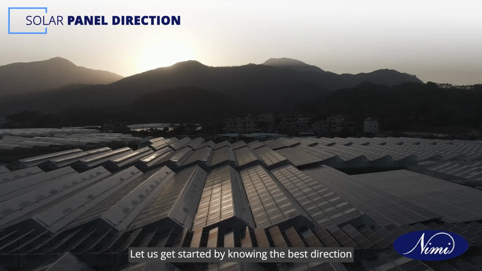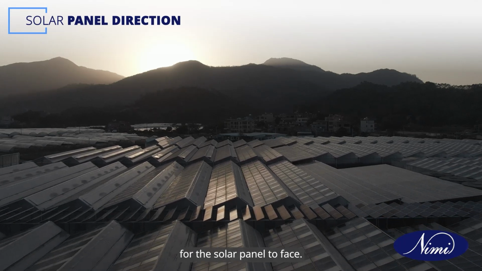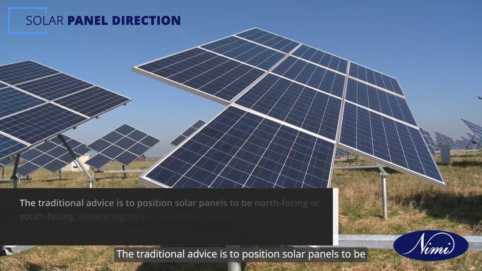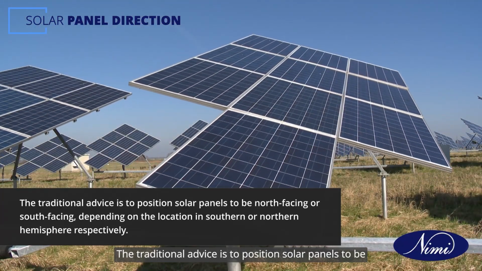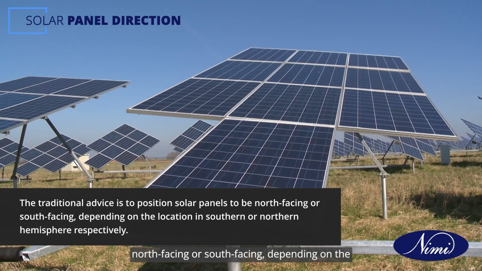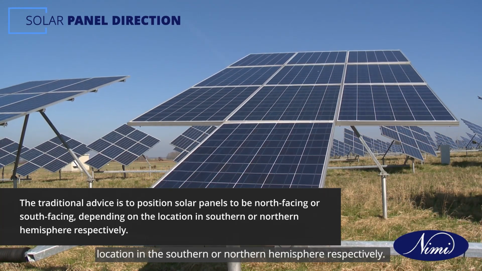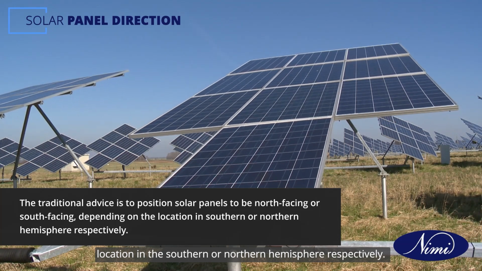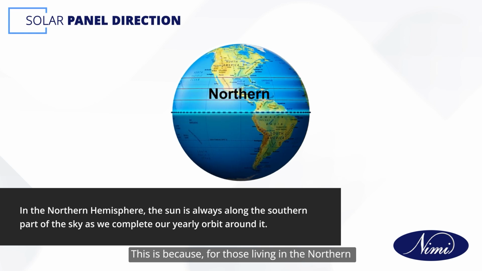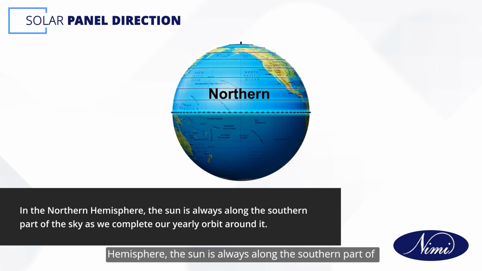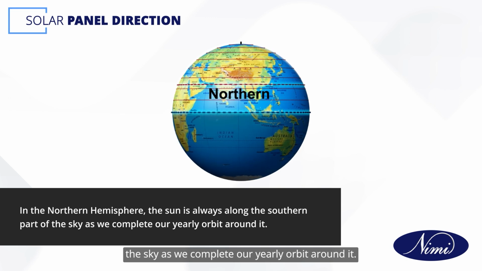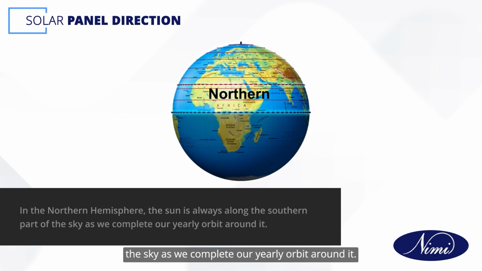Let us get started by knowing the best direction for the solar panel to face. The traditional advice is to position solar panels to be north facing or south facing, depending on the location in the southern or northern hemisphere respectively. This is because for those living in the northern hemisphere, the sun is always along the southern part of the sky as we complete our yearly orbit around it.